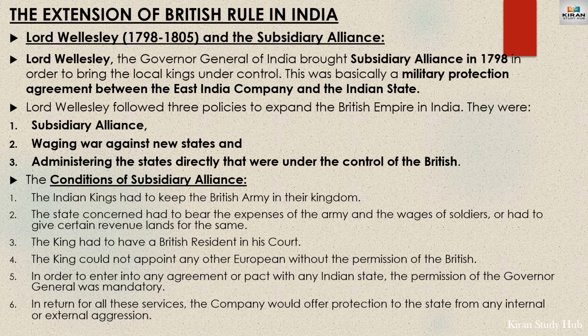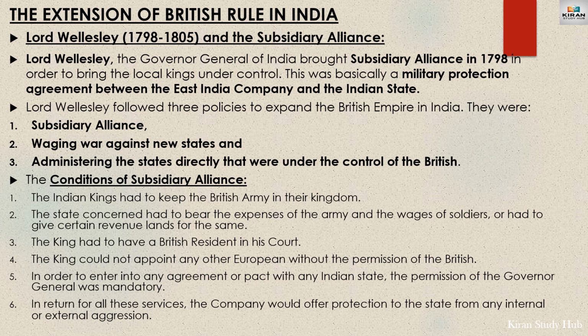Lord Wellesley followed three major policies to expand the British Empire. They were the subsidiary alliance, waging war against new states, and administering directly the states that were under the control of the British, such as ruling provinces like the Bombay province, Madras province, Bengal province, etc.